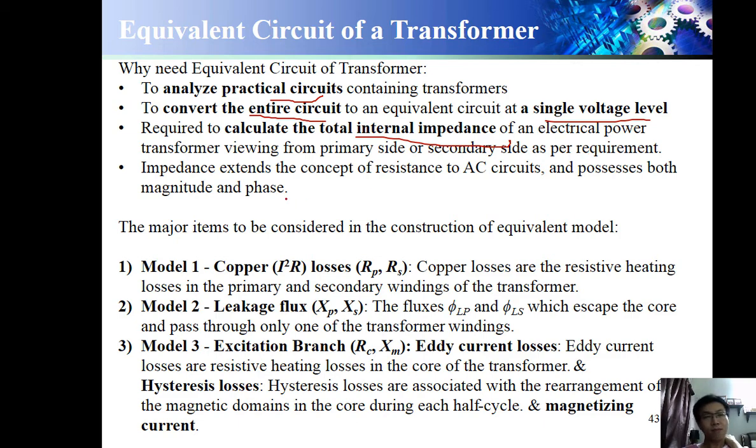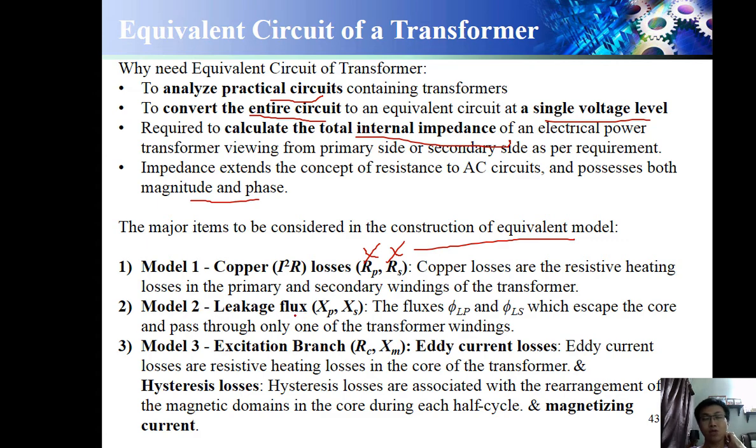The reason also is that impedance extends the concept of resistance to AC circuits and possesses both magnitude and phase. So the major items to be considered in the construction of the equivalent model are model 1, model 2, and model 3. Model 1, we need to consider the copper losses. We put in the variables called RP and RS. The copper losses are the resistive heating losses in the primary and secondary winding of the transformer.